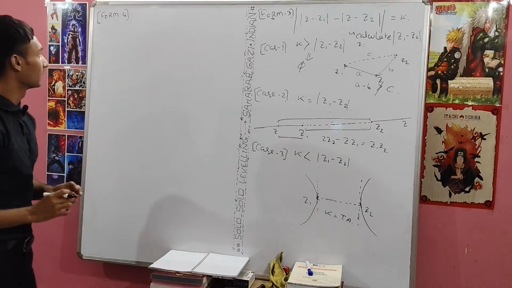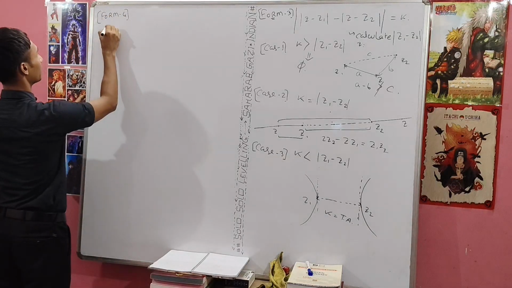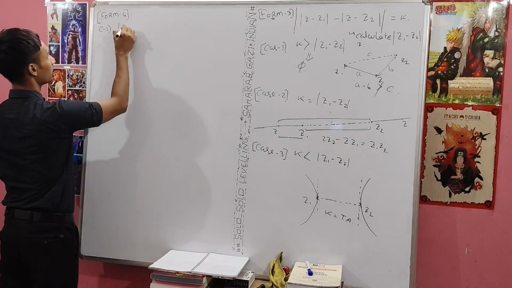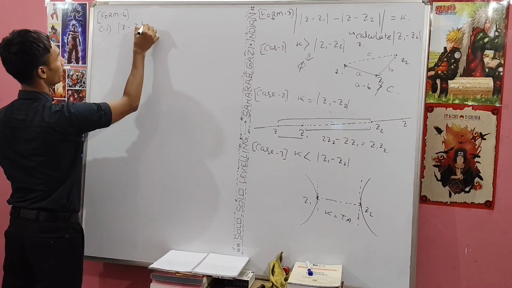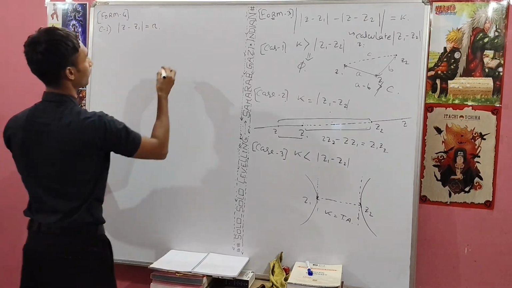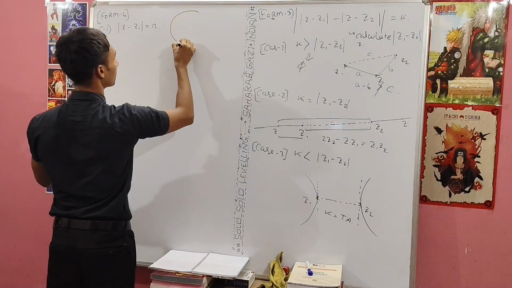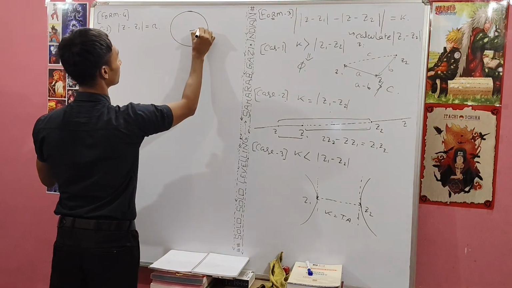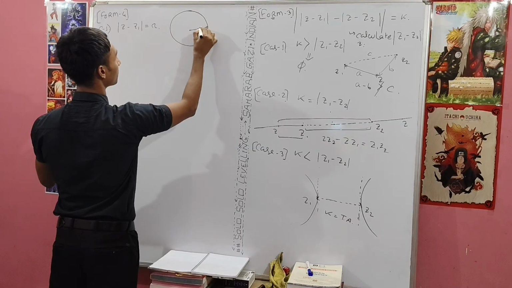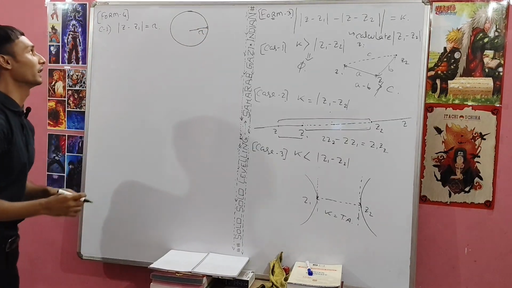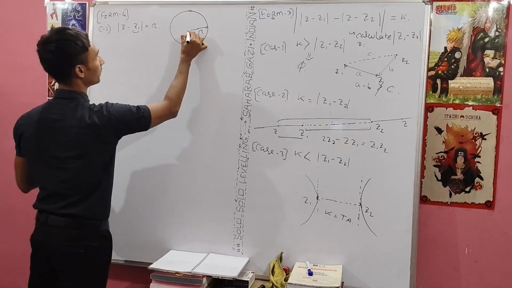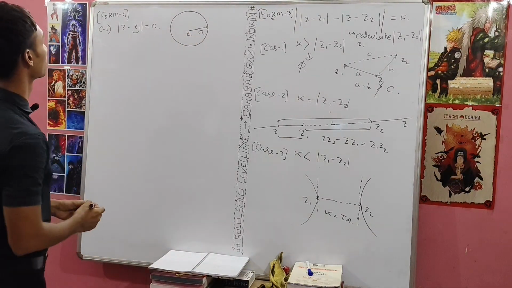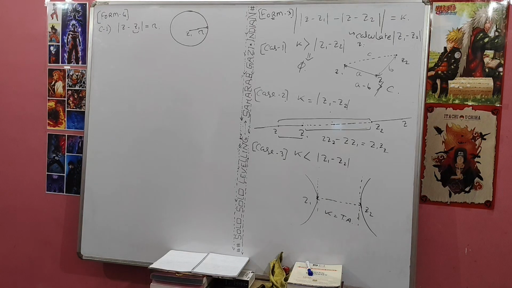Form 4, यहीं पर भी 3 केसेस होंगे. Case number 1: when mod of z minus z1 is equal to r, you will get a circle with radius r. Here z1 will be the fixed point, and z1 is the center of that circle.